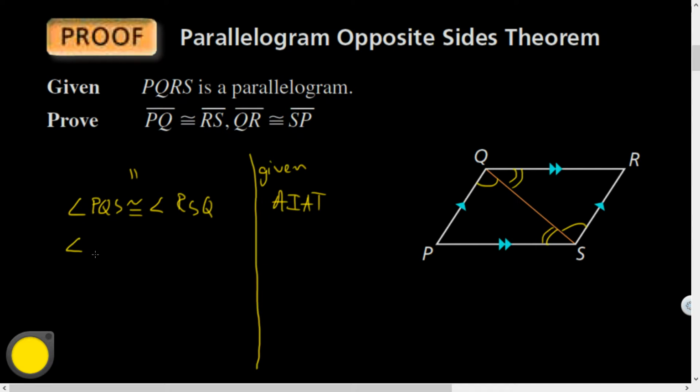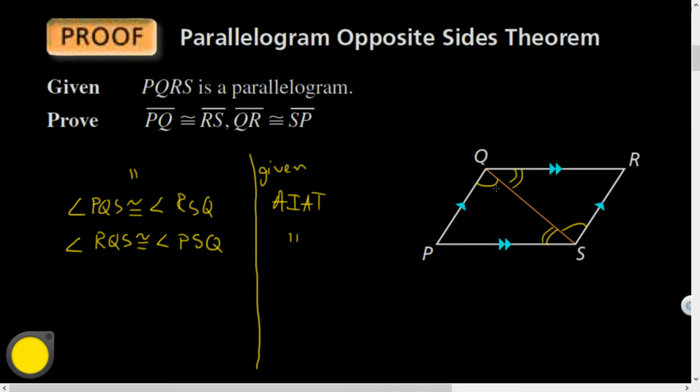And then I also would have angle RQS congruent to angle PSQ, for the same reason. So I've labeled that as such. Now I'm trying to prove the opposite sides are congruent. I don't have a way to do that right now. What are you thinking, Jack? Oh, okay. So you're saying if I could prove these two triangles are congruent, then maybe I'll be able to show that their corresponding parts are congruent?